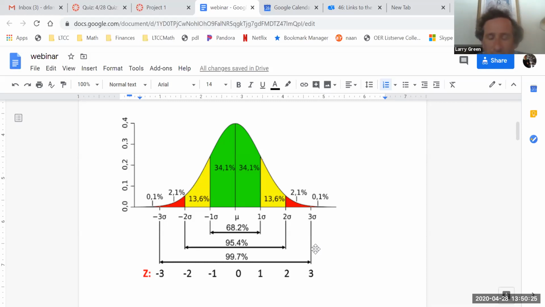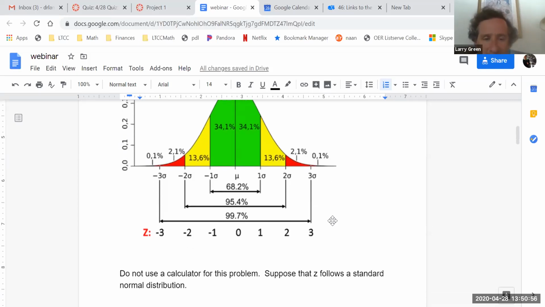Okay, the shape is always exactly the same. The scale can change. Sometimes the mean could be 100 instead of 0, and that just means it gets shifted over to the right. Standard deviation could be tiny, and that means it's tall and narrow. But it's still bell-shaped, just tall and narrow bell-shaped. Any questions at all on the picture?